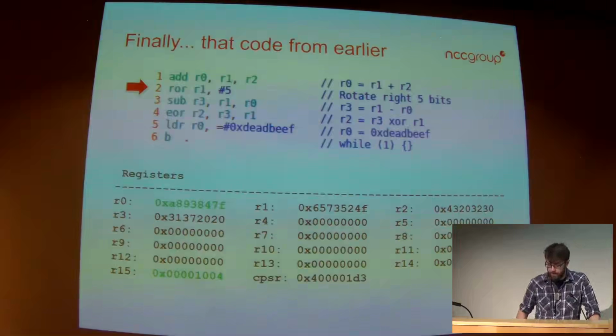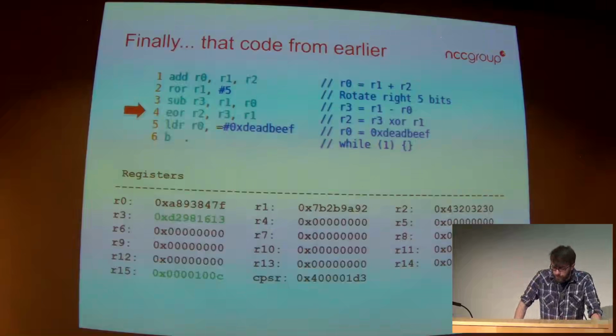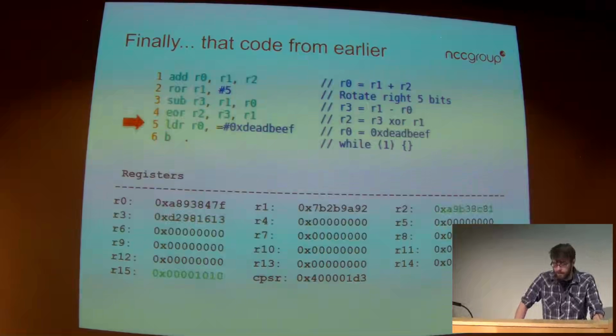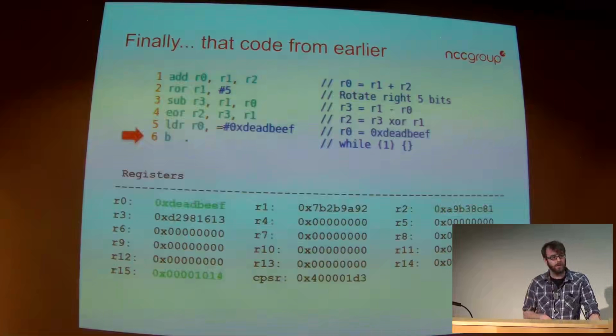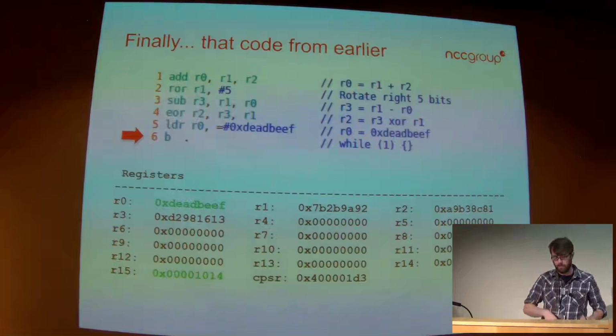Next, we're going to subtract: R3 equals R1 minus R0. I think it's 2's complement, sure. And then we'll do an exclusive OR, so R2 equals R3 XOR R1. And then we're going to load R0 with the value deadbeef. We'll go back to that in just a second. And then B dot: in the GNU assembler, if you use the dot, that refers to the current instruction, whatever the value of PC is.